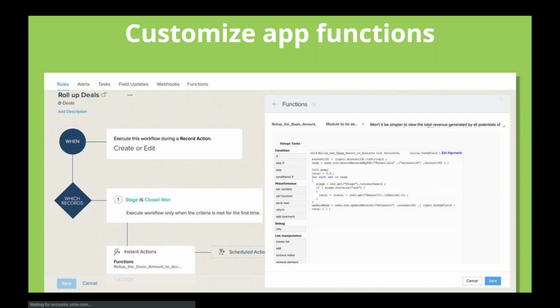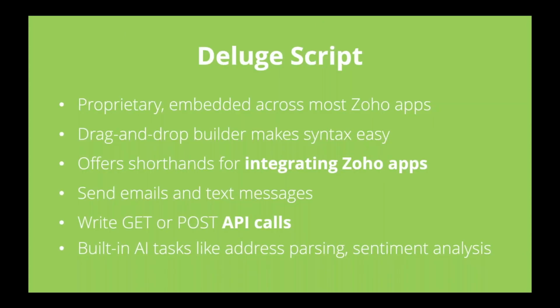And then if you want to go and take it extra far, then you would use something called a custom function. And so a custom function, whenever you hear that word, that's referring to Deluge script, which is a scripting language which is built into most Zoho applications. And basically, it's a proprietary language which allows you to do very detailed types of automation to integrate things. And there's a bunch of nice things about using Deluge script that just make it really, really powerful.